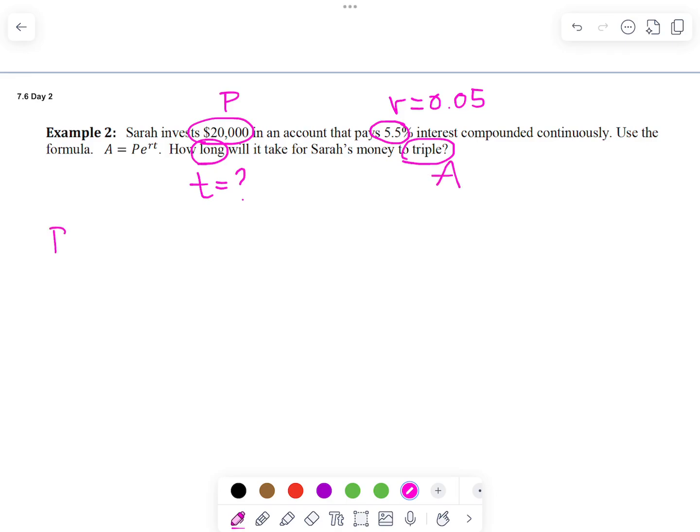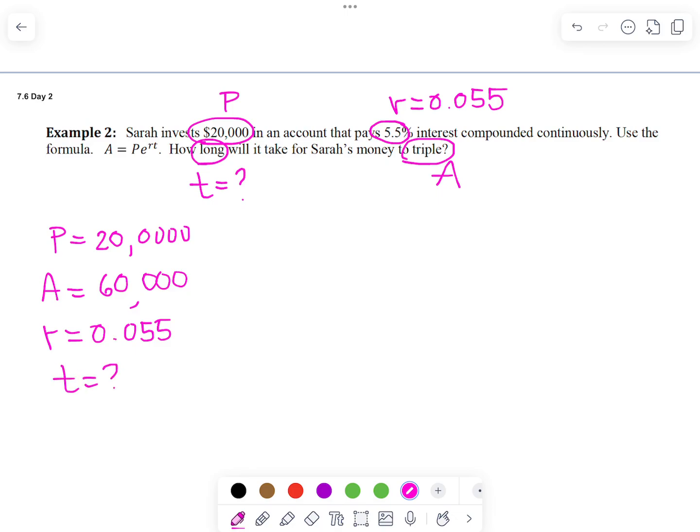So our initial investment is $20,000. If we wanted to triple, that would then be our end amount would be 3 times that. So 20,000 times 3 is 60,000. Our interest rate as a decimal, moving 2 places to the left, that should be 0.055. And then our time is unknown. So we're going to go ahead and sub it into our formula. So end amount of 60,000. Initial amount of 20,000.